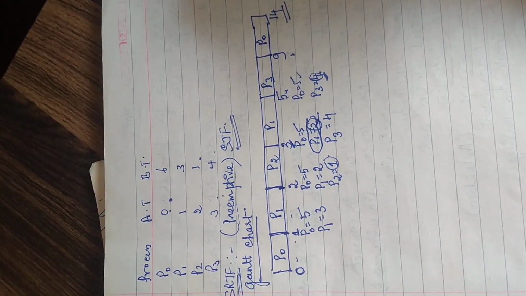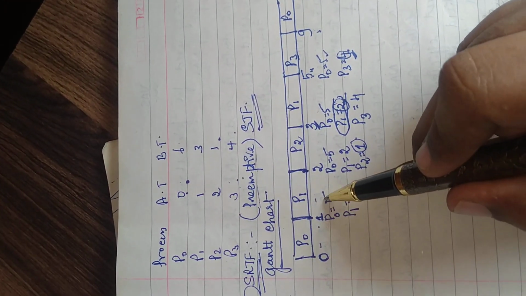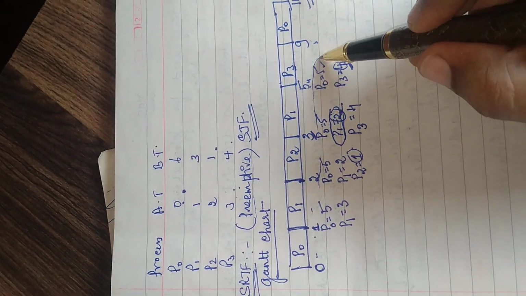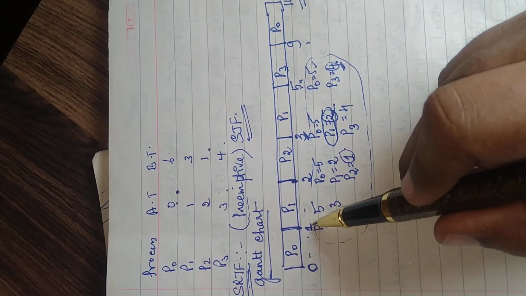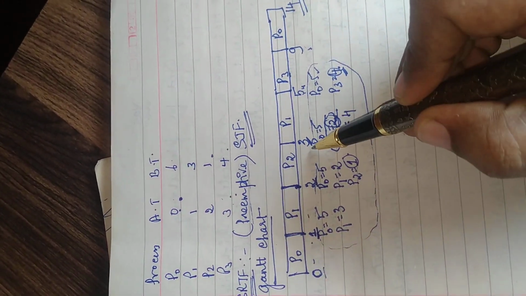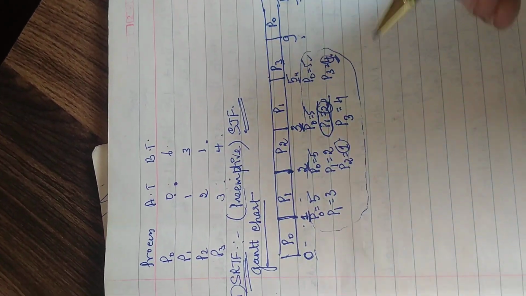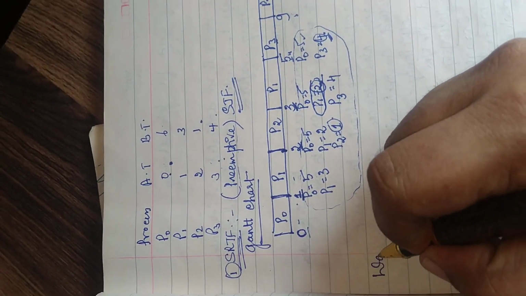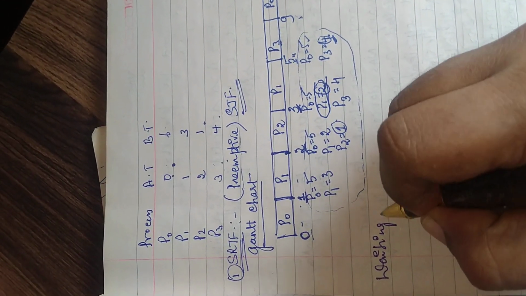So this is how you're drawing the Gantt chart. This part, whatever I have written, is only for your reference. In the exam, these points, whatever you write in the Gantt chart, are important. Now you're calculating the waiting time. How are you calculating the waiting time?